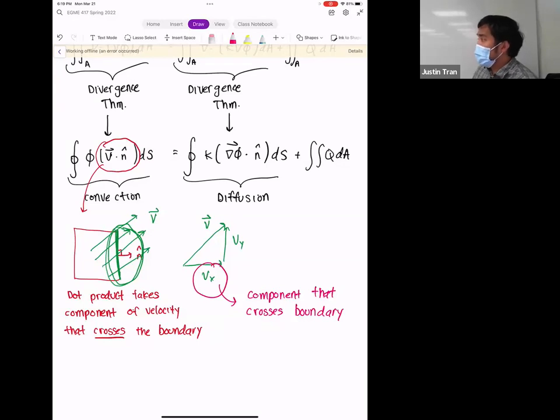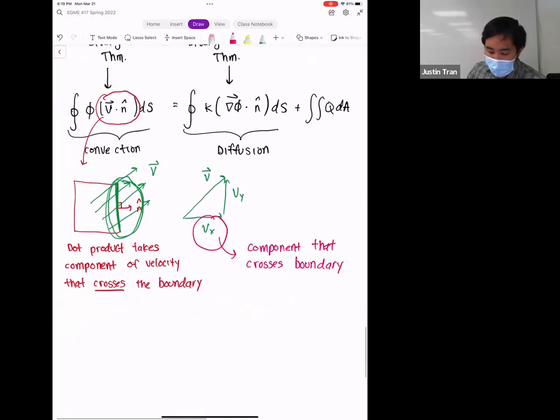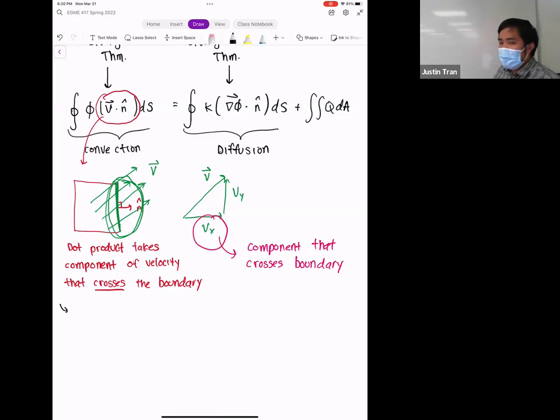That's important because whether something crosses into the cell or leaves the cell, we have to keep track of it. That's going to affect how much of phi, or how much of our solution, is inside our cell. That gives a good physical interpretation for these integrals, and this is true for both convection and diffusion. What those integrals essentially do is keep track of how much phi goes into and out of our cell.